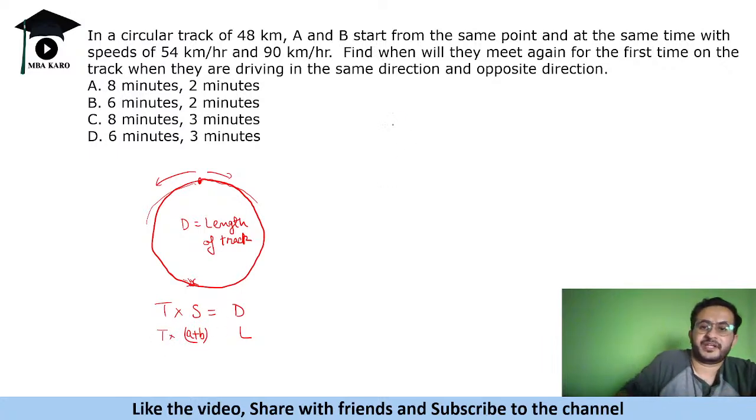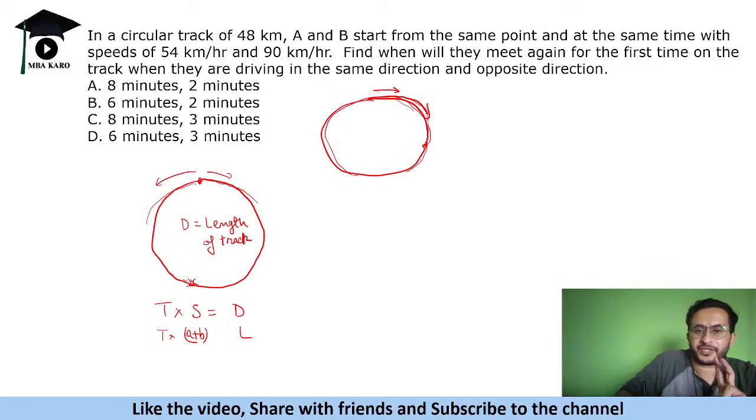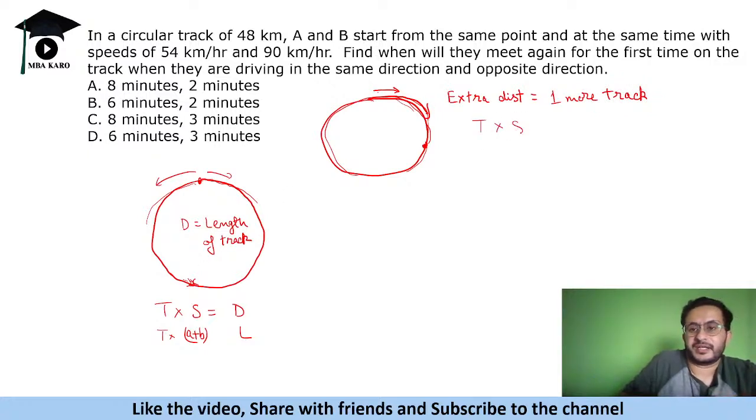Okay, and if they are moving in the same direction, then how do they meet? So let us say this person is moving and the other person is moving. Okay, so now when this person moves, this person will be ahead of this person after covering certain distance. Let us say this person has reached here and this person has reached here. Okay, so in this case the extra distance is one more track, right? One times the length of track. So again that thing becomes time into speed is distance, this distance is that one length of the track.